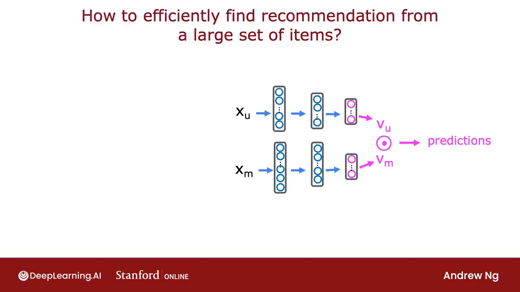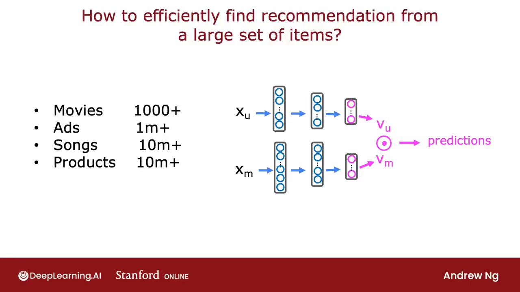an item. Today, a large movie streaming site may have thousands of movies, or a system that is trying to decide what ad to show may have a catalog of millions of ads to choose from, or a music streaming site may have tens of millions of songs to choose from, and large online shopping sites can have millions or even tens of millions of products to choose from.